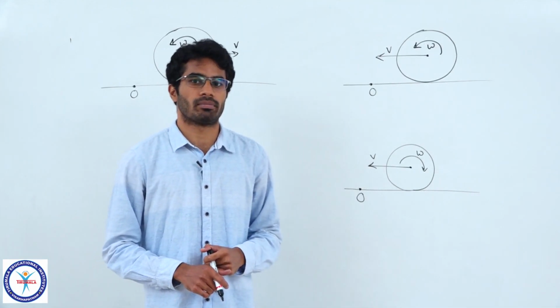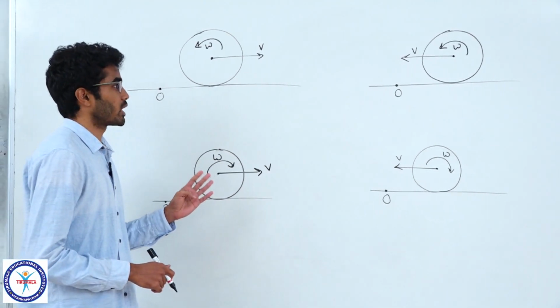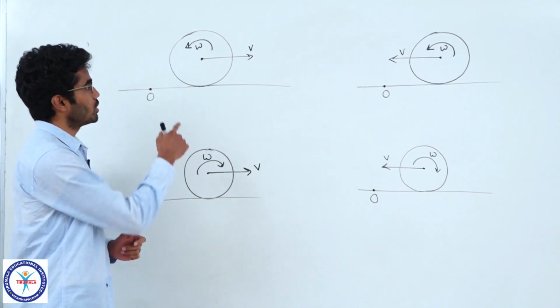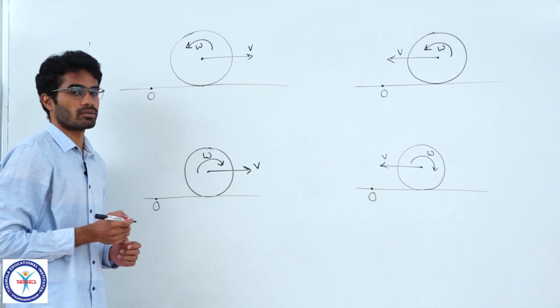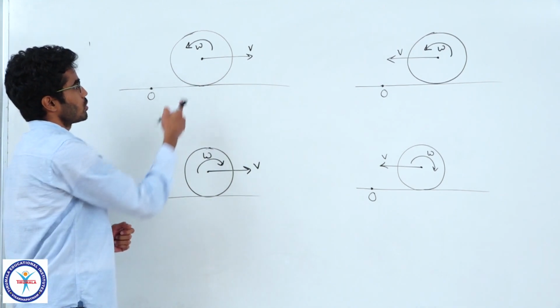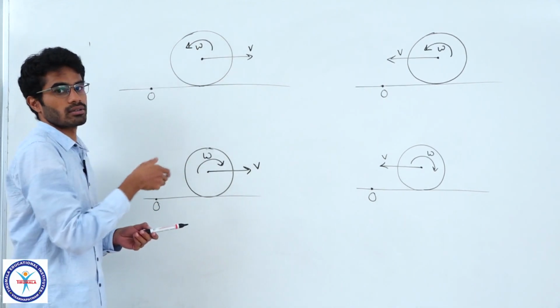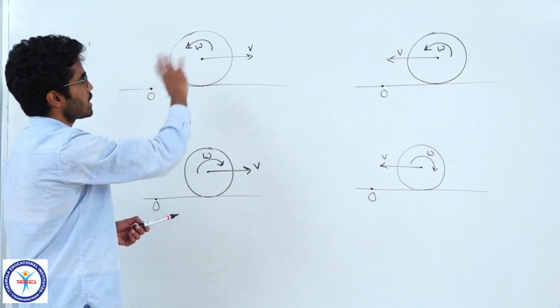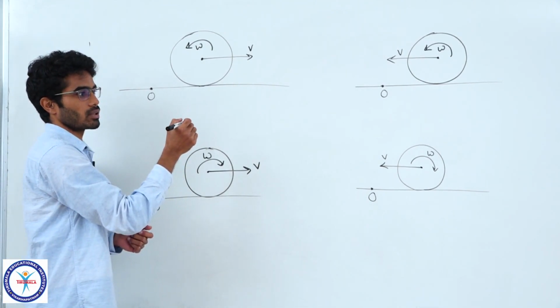So, let us write some angular momentum expressions. I am showing 4 cases here. We need to write the angular momentum expression for the object about the point O which is on the ground. The first object is translating towards right, but it has a spin backwards. As we see it, it is anti-clockwise. Now, what is the first step?